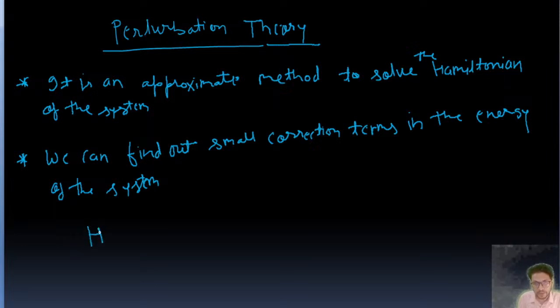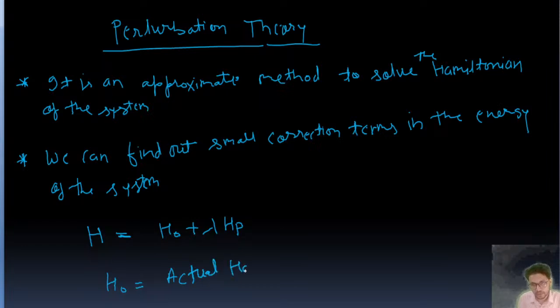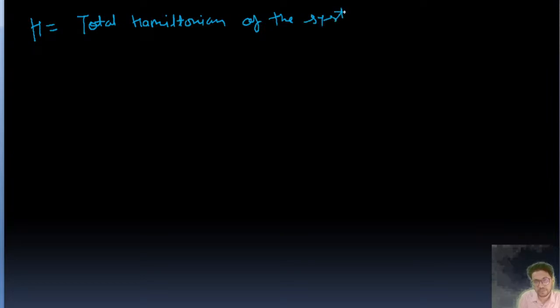The Hamiltonian after perturbation is denoted by H equal to H naught plus lambda HP, where H naught is the actual Hamiltonian of the system, H is the total Hamiltonian of the system, and HP is the perturbation part of the Hamiltonian.